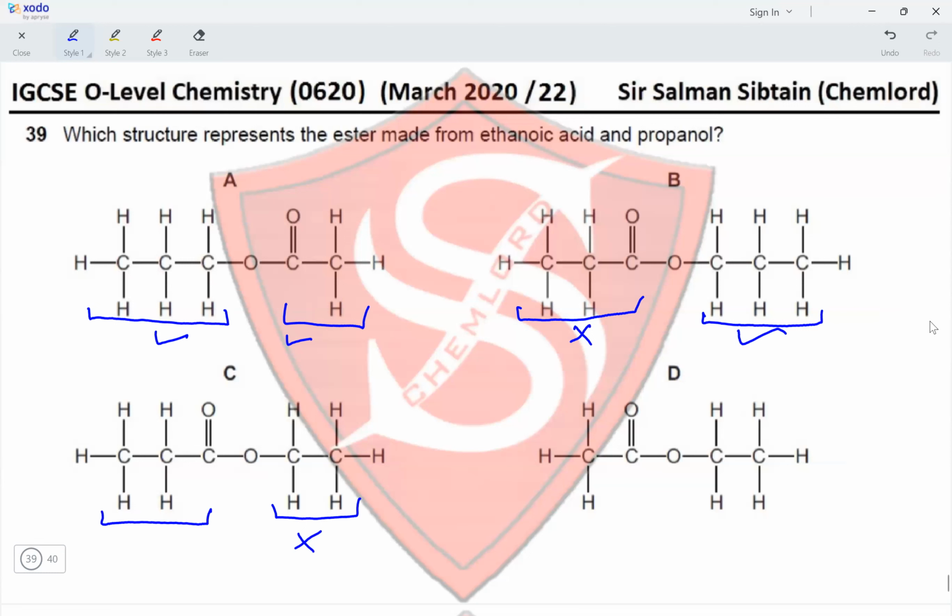3 carbon atoms in the acidic portion, making it incorrect as well. And the last one contains 2 carbon atoms in the alcohol portion, making it incorrect, and 2 carbon atoms in the carboxylic acid portion, making it correct. Since the correct ester is represented by the structure given in A, this makes option A the correct option for this question.